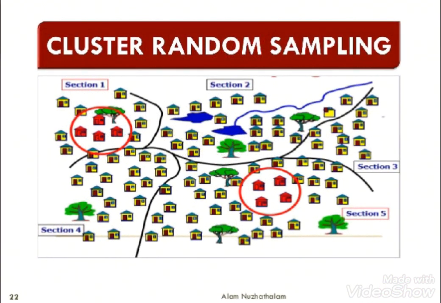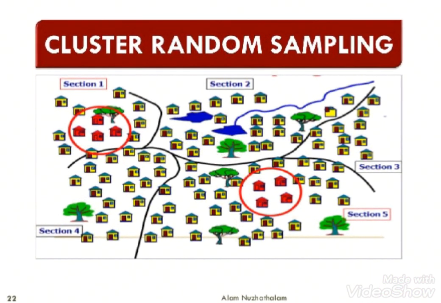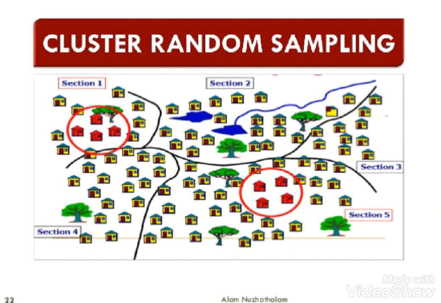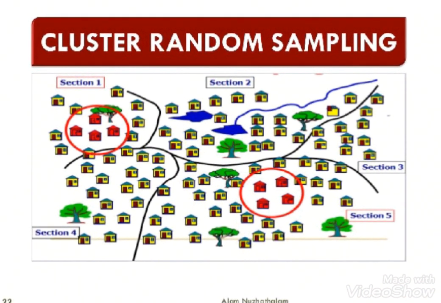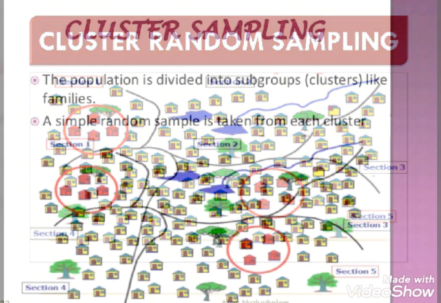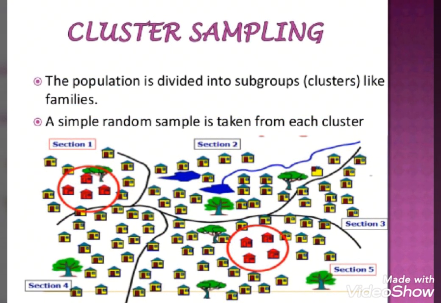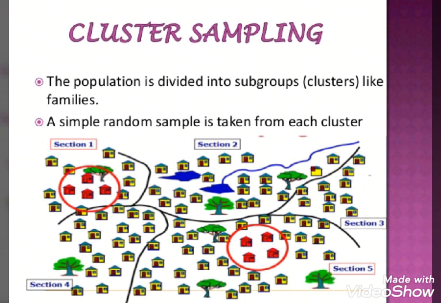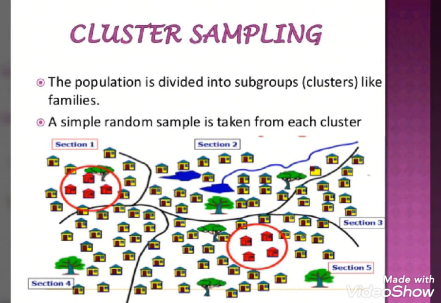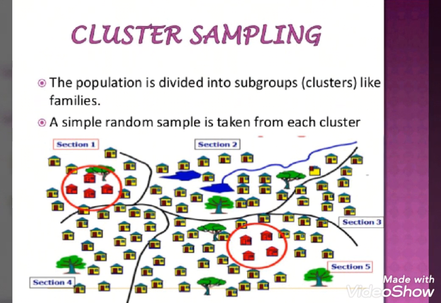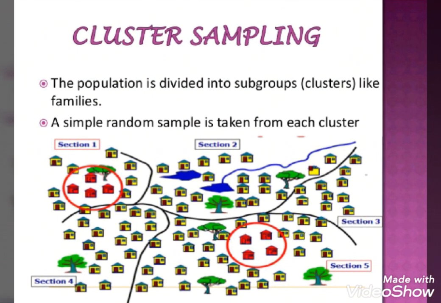Then cluster sampling. Cluster is nothing but making groups, or you can say making circles for the samples, making a small boundary. These are called clusters. In cluster sampling, the population is divided into subgroups called clusters, like families. A simple random sample is taken from each cluster. So when you are dividing into groups, you can randomly pick your samples from those clusters.